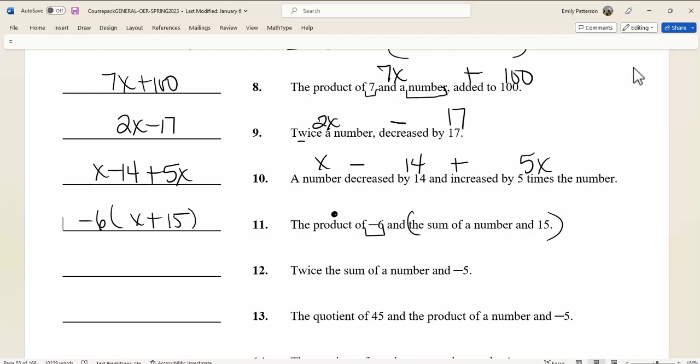So when we had twice a number, it was 2 times x. This is twice a whole operation. Twice 2 times a number and -5, or I could have written x minus 5.